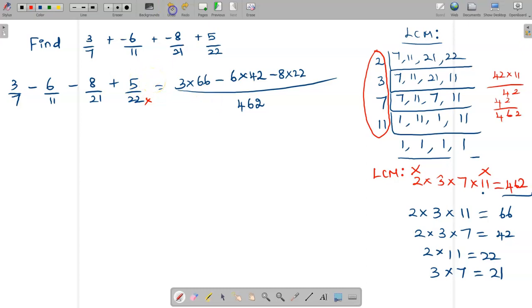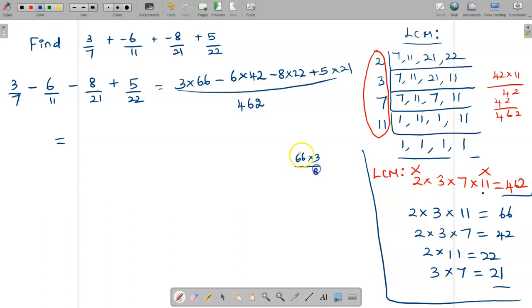So, after determining that, write in the numerator the proper value. So, it is 5 into 21. Okay. So, once you have determined all the values, multiply the values properly and write in the numerator. So, what is the value available? 66 into 3. 6 3s are 18 and again 18 plus 1 is 198. So, first value is 198 and then second value it is 6 into 42.